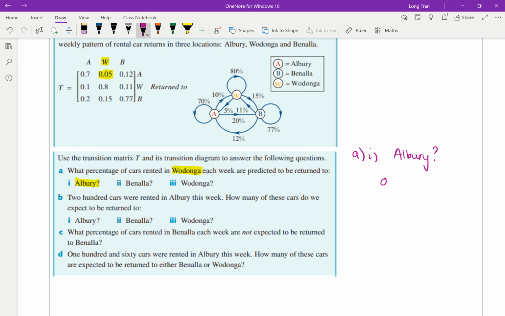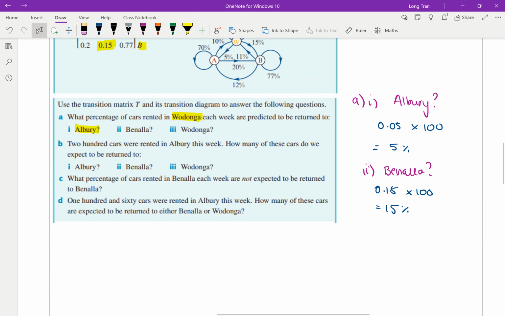Because they're asking for percent, I would say 0.05. And again, how do you change it to percentage? Times it by 100. Okay, so do that on your CAS and you should get 5%. Don't forget to put the percent symbol. And then moving on to double I, we can see that Benalla, so Benalla, what is the percentage? Well, in this case, renting from Wodonga but returning to Benalla is 0.15. So here I'd say 0.15, again, to change it to percentage, times it by 100, and that gives me 15%.